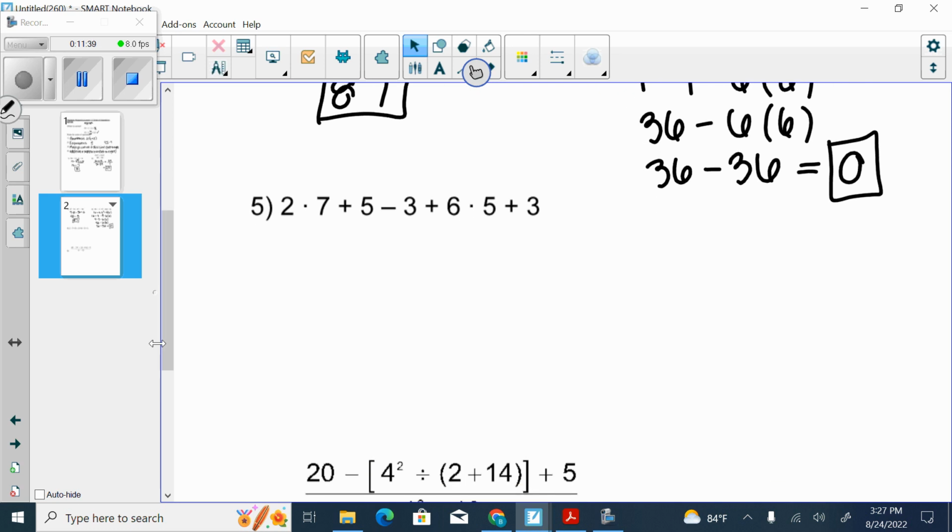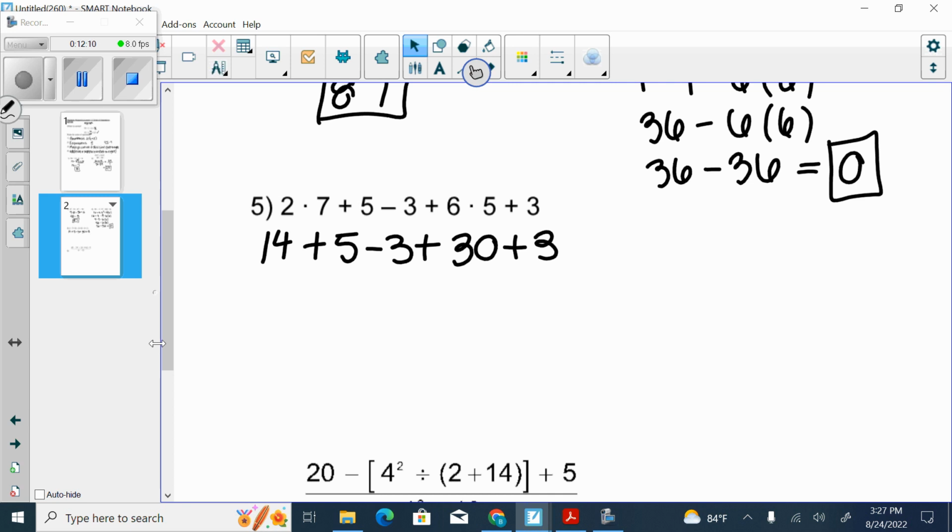Okay. On number 5, what are we going to do first? Multiplication. So, left to right, first thing we come across is that 2 times 7, which is 14, very good. So I got 14 plus 5 minus 3 plus 6 times 5, which is 30. Okay?